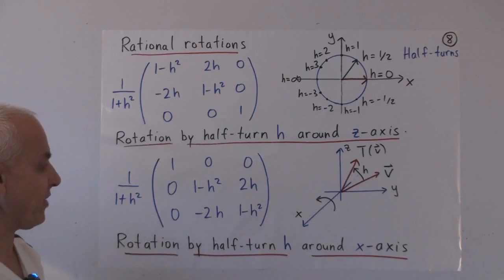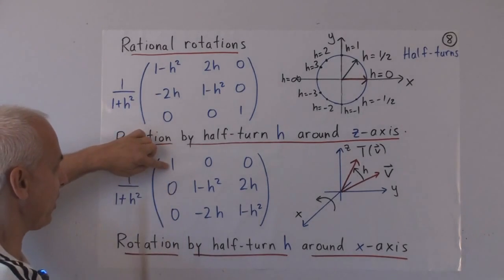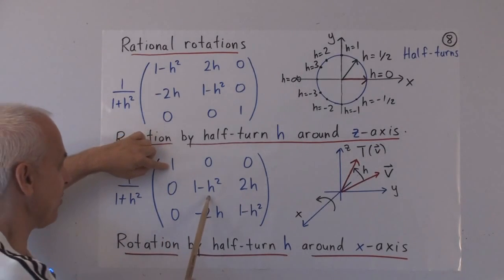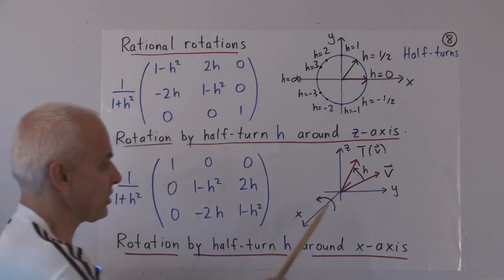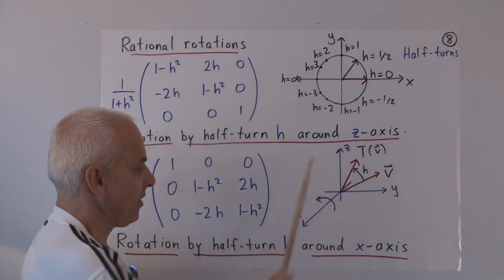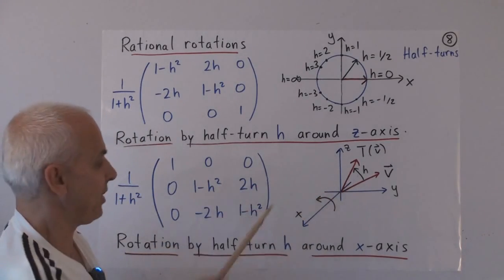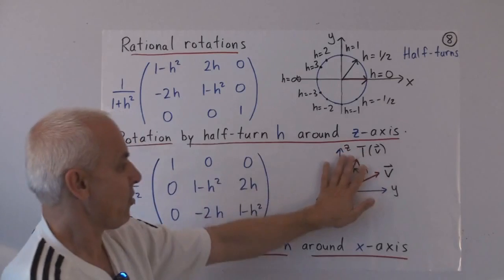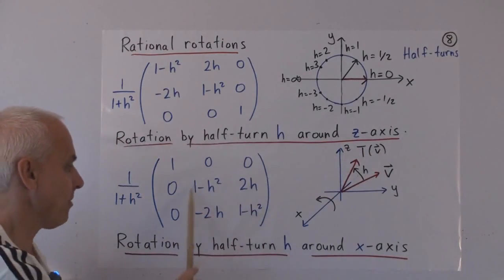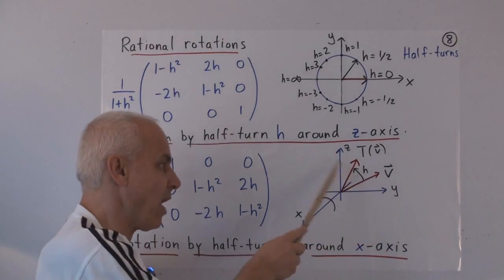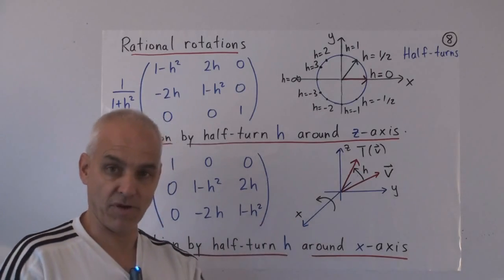So here's a rotation around the x-axis, for example. It looks very much the same, except now the x-coordinate is being maintained, and it's the y and the z coordinates which are being rotated. Here's a picture for that, x, y, z. The x-coordinate is being maintained, so if we think of the x-coordinate coming out here, that's the same. And in the y-z coordinates, we are rotating by a half-turn h. So this matrix moves the y and the z coordinates around in a rotating fashion, but leaves the x-coordinate fixed.